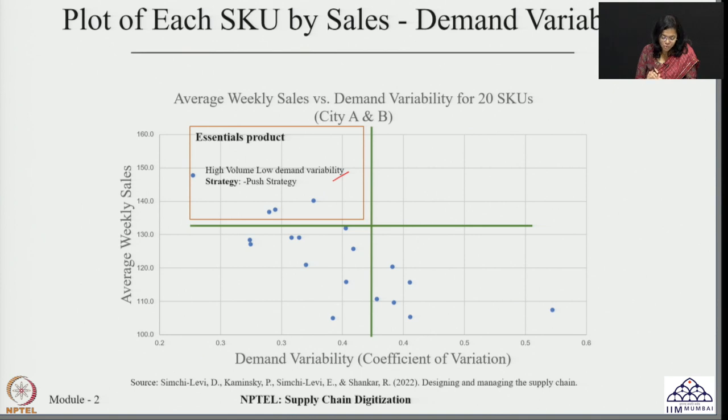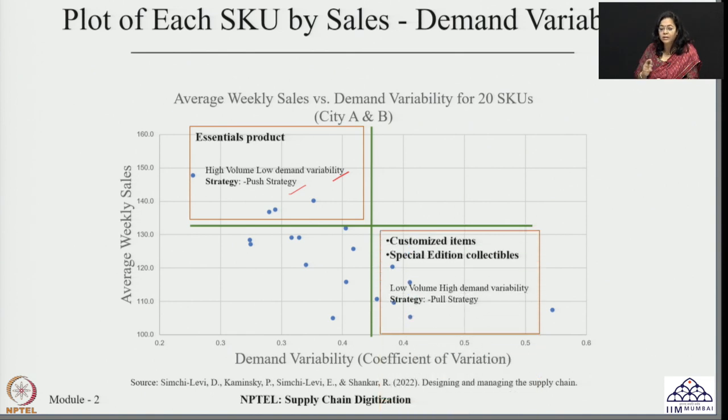Now in this type of situation, if you remember from our previous session, this is more about having the feature of stable products, driven by the forecast, and the supply chain associated with it is more stable. So the strategy that can be followed for this case is a push strategy, ensuring that the supply chains that are being designed are efficient in nature.